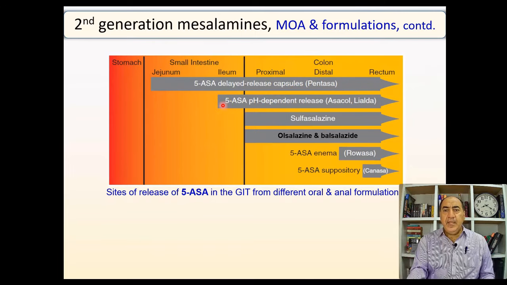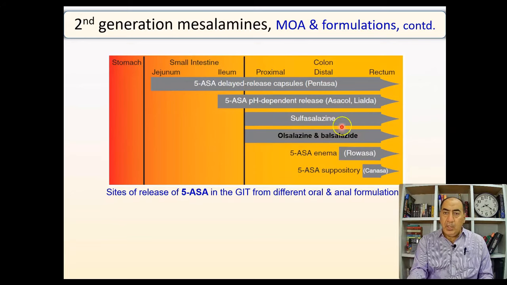Second one is the Asacol and Lialda. Please remember these names are very important. Again, we said this is pH dependent. It releases when the pH is equal to or more than 7. They start from the terminal ileum, and they also cover the same areas as all other oral formulations cover. Then sulfasalazine, only the colon along with the rectum.